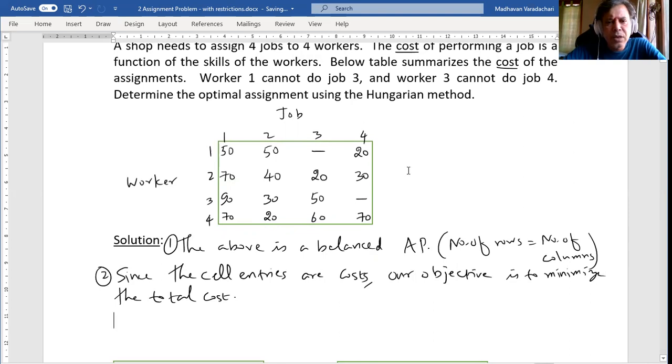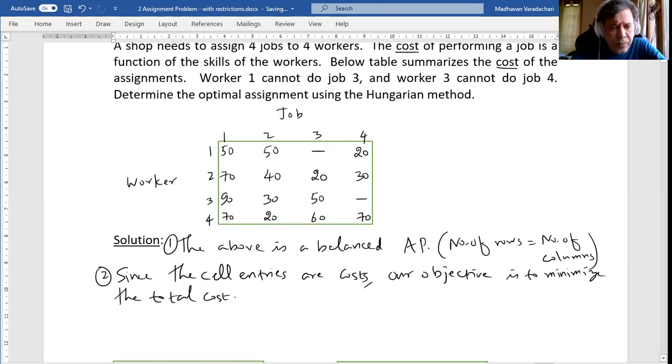Then let us talk about the restrictions. When they say that worker 1 cannot do job 3, that means I should not, at any cost, assign this. I should not put any box here when I do the assignment. Similarly, I should not put a box here when I do any assignment. How can I avoid assigning anything if the cost is very, very high?